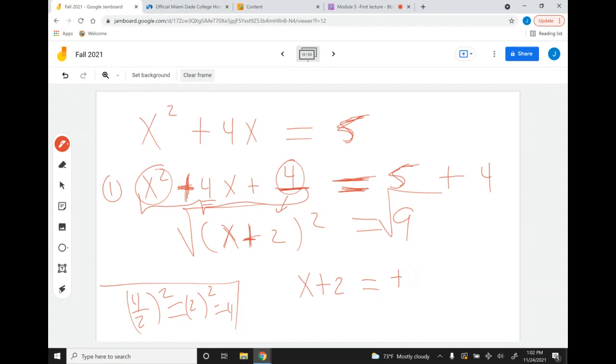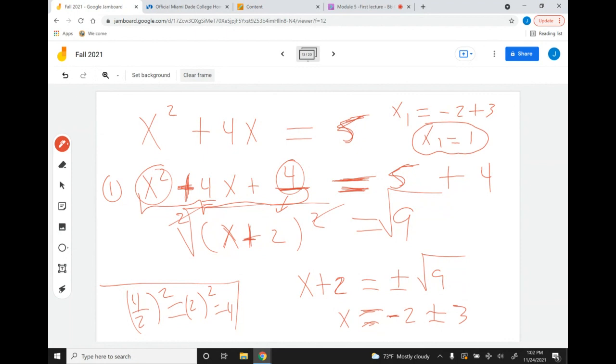Okay, this cancels. All you have left is x plus 2 equals plus or minus the square root of 9, but you know that is plus or minus 3. Now, where did this negative 2 come from? I moved this guy to the other side. Now here you're going to get two answers. Notice that there's no i, so you're going to get two real solutions. Here's the first one: 1, that's one of the solutions. The other one, negative 2 minus 3, so it will be negative 5. So you have x equals 1 and x equals negative 5. Those are the two solutions that you get out of this problem.